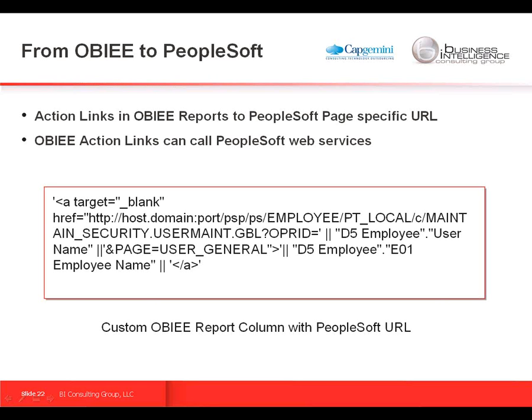One thing to note is that the OBIEE action links, in addition to actually navigating to a URL, could actually invoke PeopleSoft web services. So based on the data on the page, when a user would click that, if you would want to allow them to initiate a report or potentially even update data in PeopleSoft, you could develop web services on the PeopleSoft side that would be executed by the OBIEE user on the BI report page.